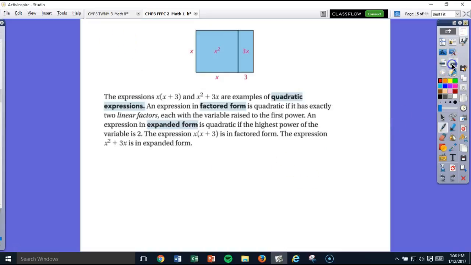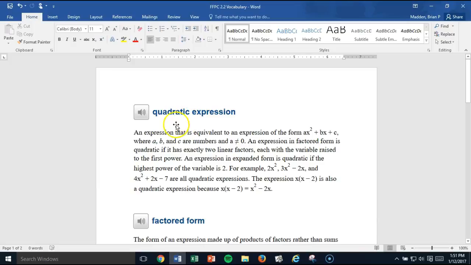Hopefully you can see how that was done as we turn our page and we see that x squared and 3x are here. Now both of these are examples of quadratic expressions. And a quadratic expression, as we look here, is an expression that is equivalent to an expression of the form ax squared plus bx plus c. That's the big form that we want to pay attention to with our quadratic expressions: ax squared plus bx plus c.